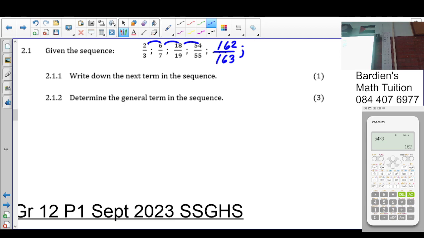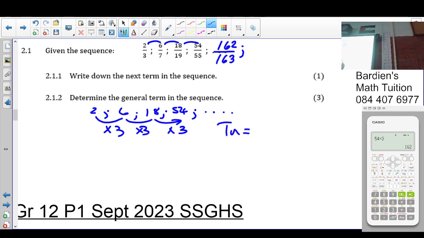Then they say determine the general term in the sequence. So I have 2, 6, 18, 54, and so on. We said we're multiplying by 3 all the time, so this is a geometric progression. So Tn is equal to ar^(n-1), so Tn is equal to 2 times 3^(n-1). Okay, so that is the general term for the numerator.